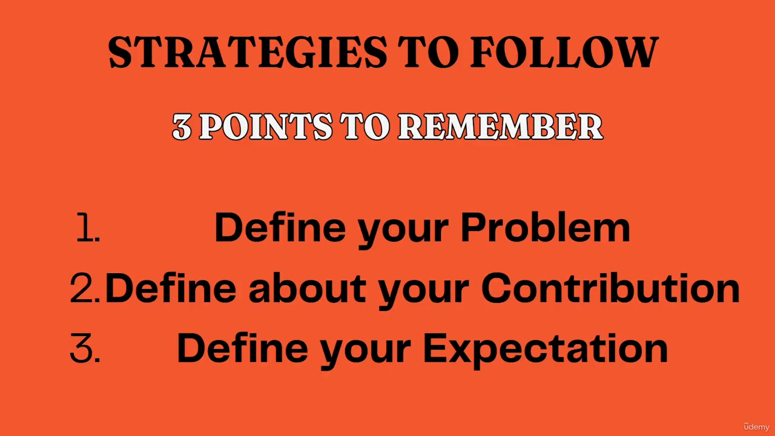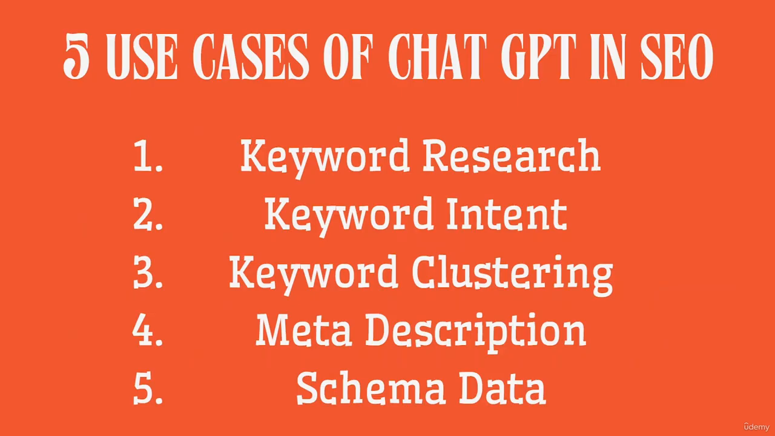And over here into this particular chapter under SEO, we will be learning the 5 use cases of ChatGPT in SEO. So the first one is keyword research. The second one is keyword intent. The third one is keyword clustering. The fourth one is meta description. And the fifth one is the schema data. Okay, so each and everything I will be showing you guys in ChatGPT. So let's move over there and we'll start with keyword research and we'll end with the schema data.